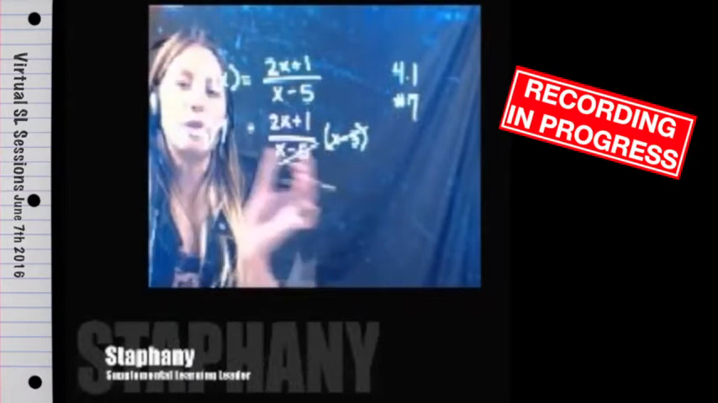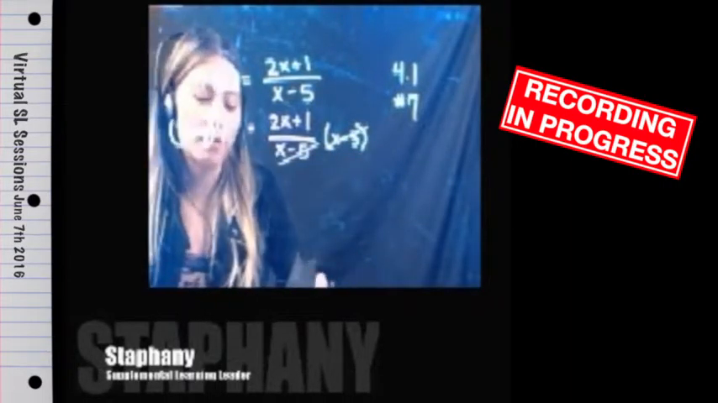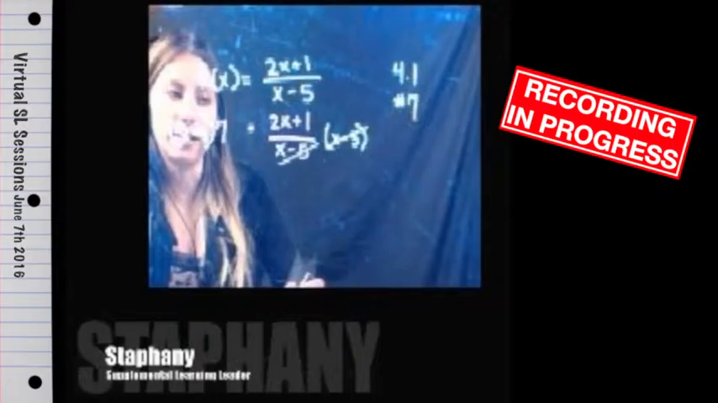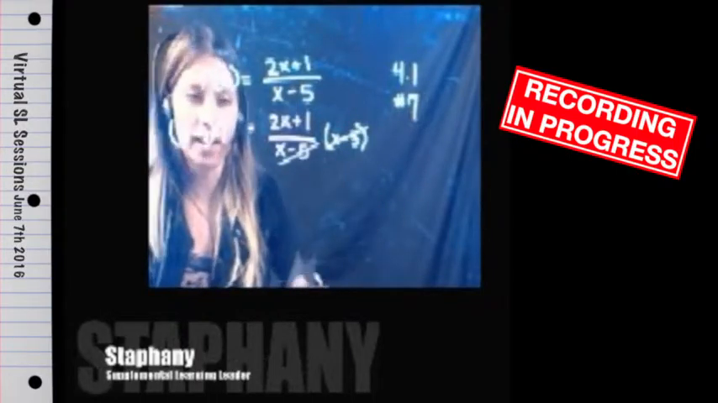But you just want to make sure you do it to both sides because in math, we want to make sure everything is equal and fair. So whatever I do to one side, I must do to the other side.